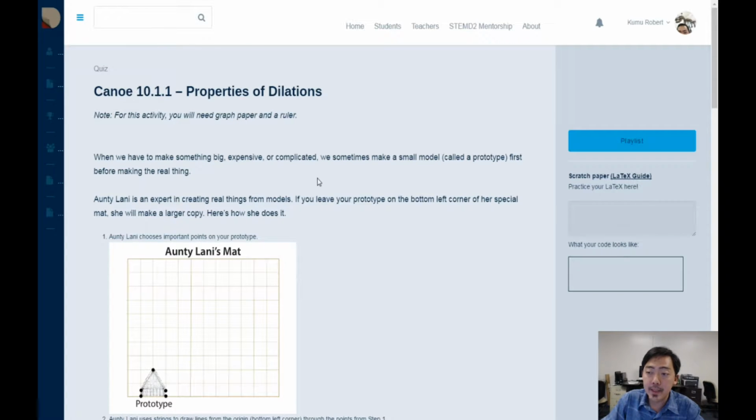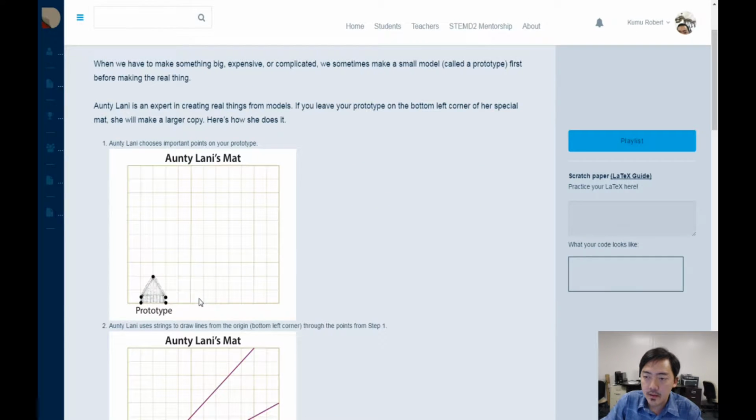When we need to make something big, expensive, or complicated, we sometimes first start off with a small model, also known as a prototype. Here we will follow Auntie Lani as she builds a house, or a hale, starting with this prototype. First, Auntie Lani puts this prototype on her mat, which represents a grid, just like your graph paper. Then Auntie Lani chooses some points on this prototype that she thinks are important. Here she chose 5 points to represent the 5 corners of this hale.